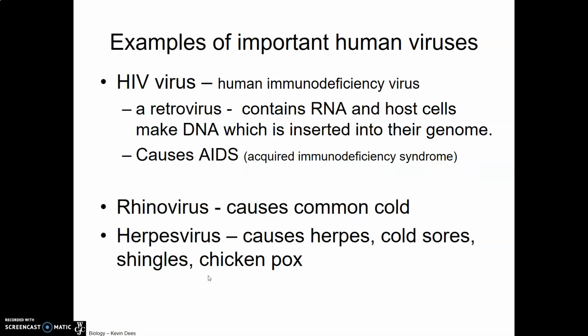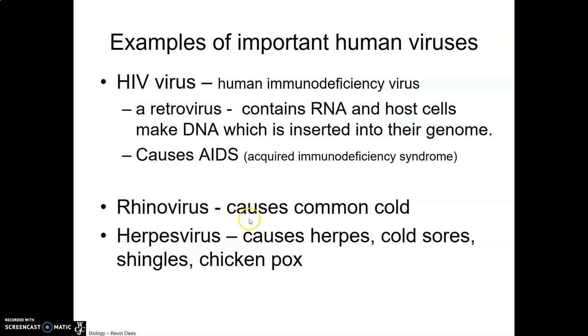So let's just take a look at a few important human viruses. The HIV virus, which stands for the human immunodeficiency virus. This is called a retrovirus because it contains RNA, and the host cells take the RNA and make DNA from it, which is inserted into the genome. So it's actually working backwards. Instead of making RNA from DNA, these viruses trick the cell into making DNA from RNA. And the HIV virus causes something known as AIDS, which stands for the acquired immunodeficiency syndrome.